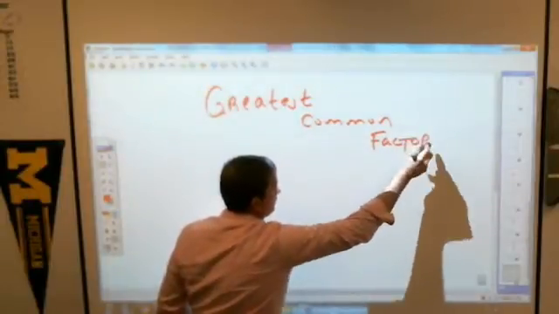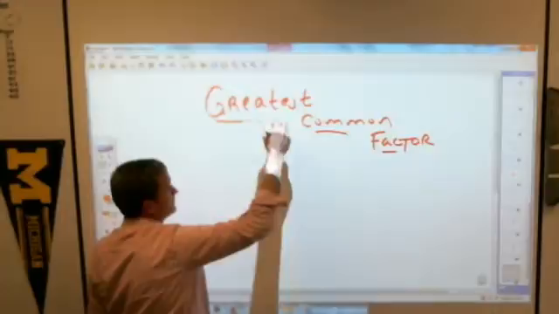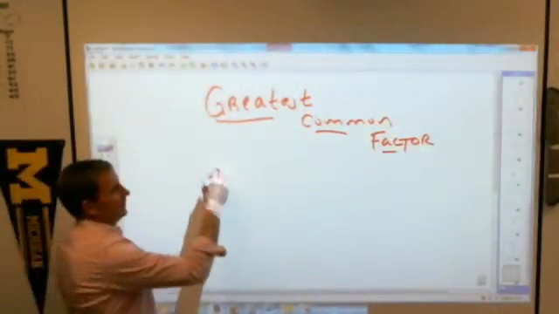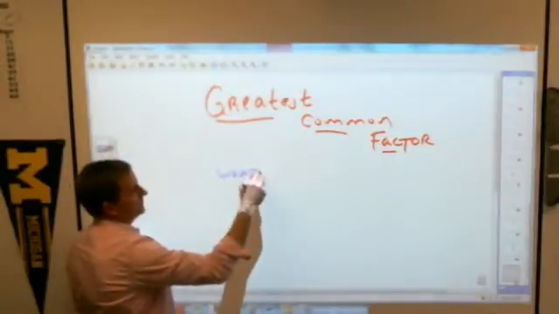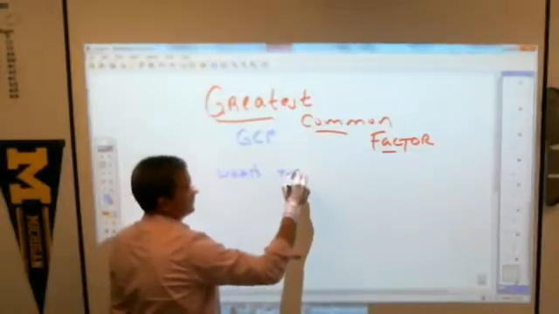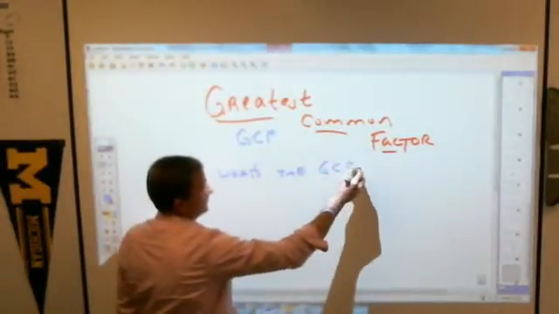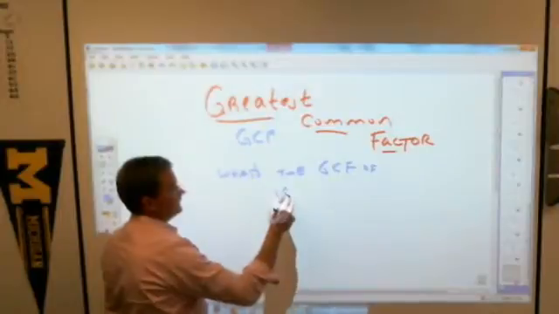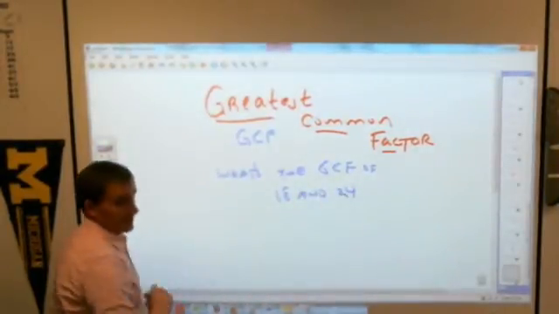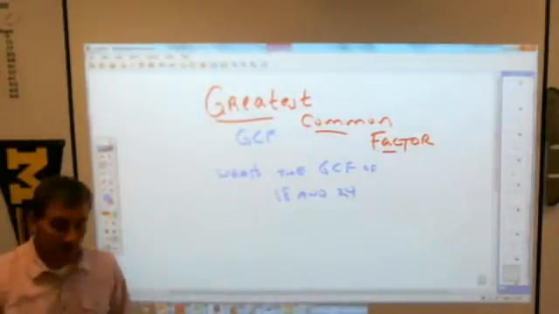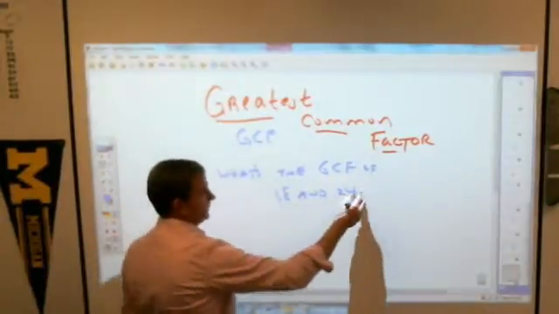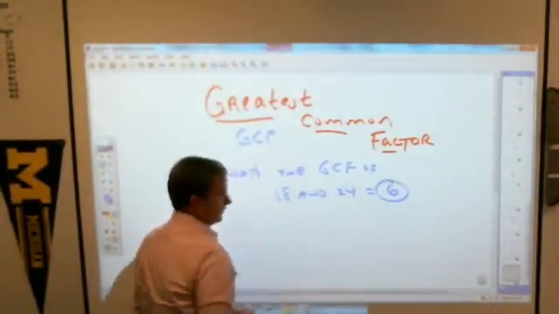Your world is about to be rocked. Life was simple when we had this. What's the greatest common factor of 18 and 24? Remember, factors are not multiples. Is it 6? Sure, I'll go with that. Equals 6. We're good with that.